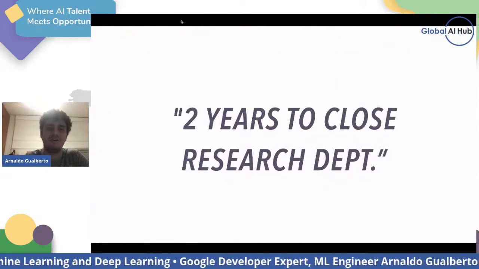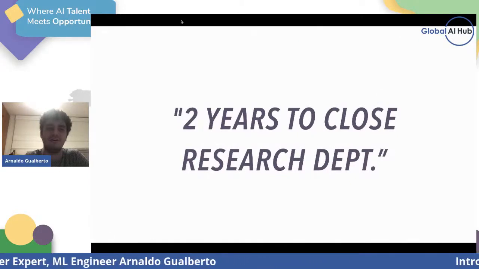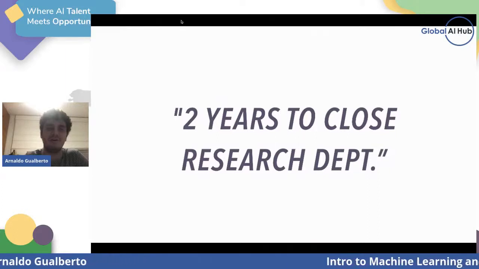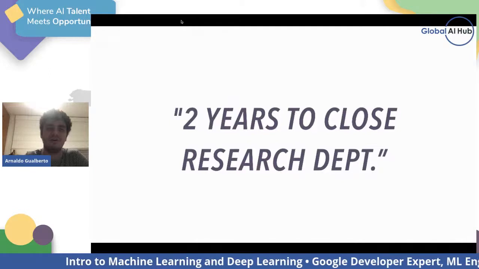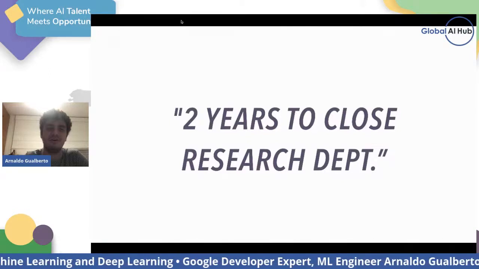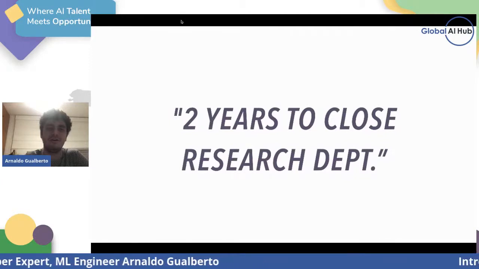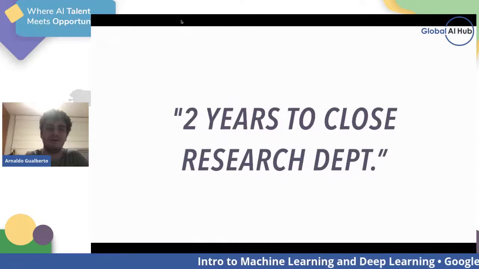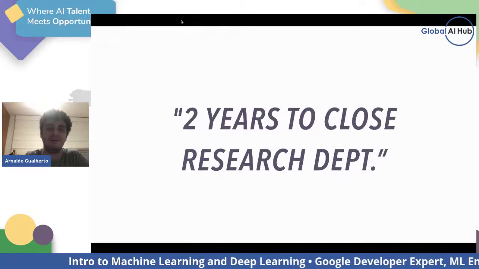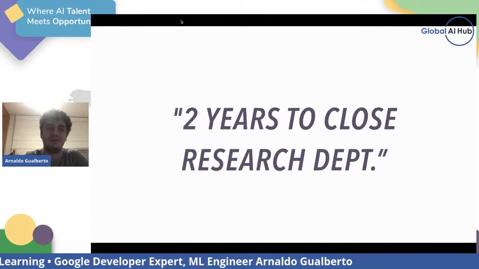I promised myself that in 2 years I wanted to close the research department of that company. Basically, I wanted to apply deep learning to every problem we had, so we could solve all of them using deep learning. In 2 years, I wanted to have them all solved and basically close the research department. Maybe you think it's a very big promise I was making to myself, but we're going to come back later to this project and see if I achieved this or not.